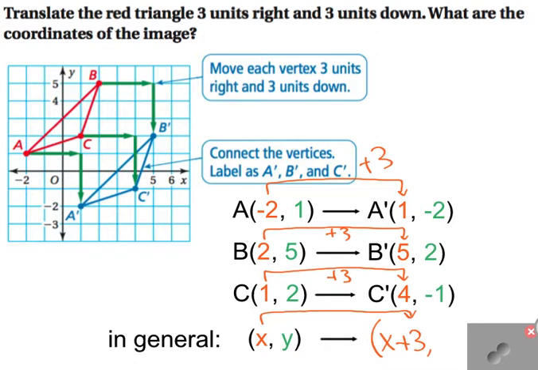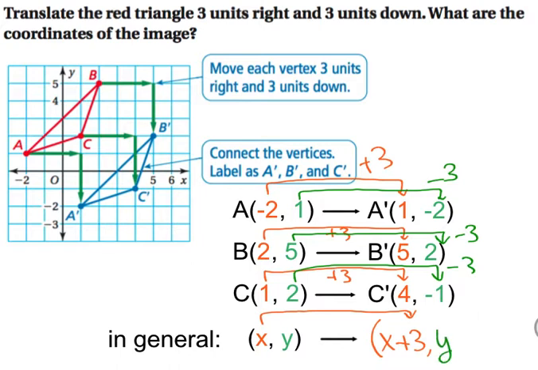Alright, let's look at the y's. We go from 1 to -2, from 5 to 2, and from 2 to -1. Each one is getting smaller. In fact, from 1 to -2 we go down 3. From 5 to 2 we go down 3. And from 2 to -1 you go down 3. Each of them goes down 3 units. So you end up going from y, the original position, to y minus 3, the new position.